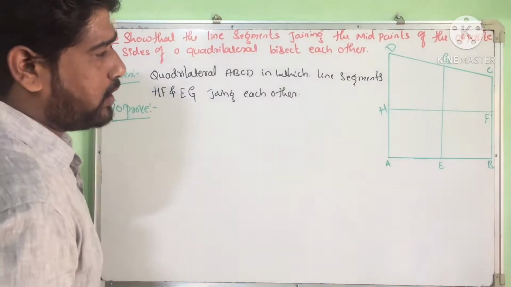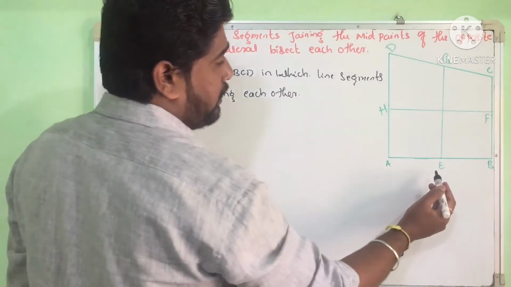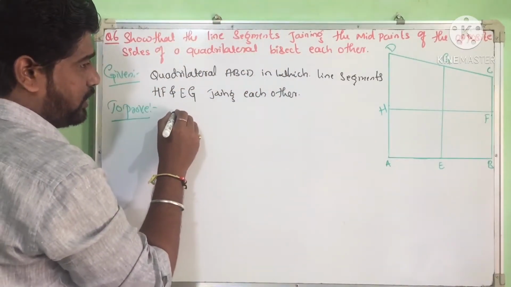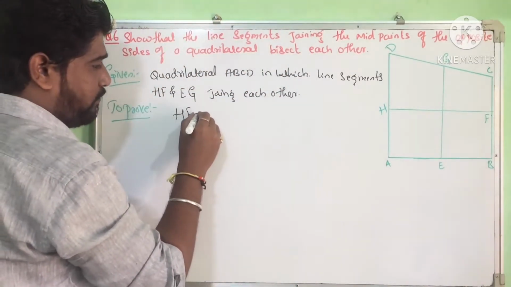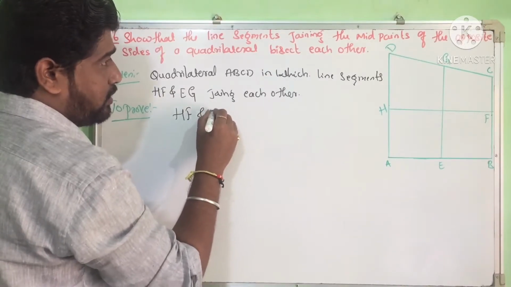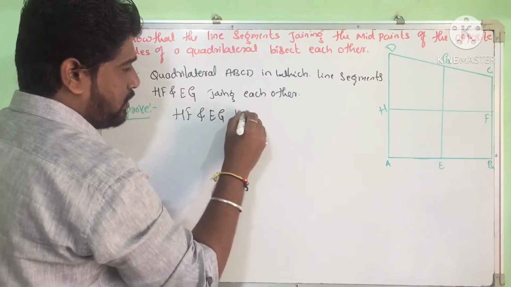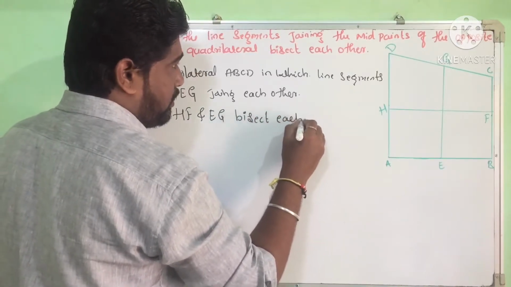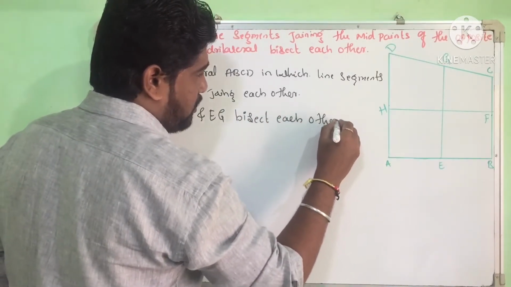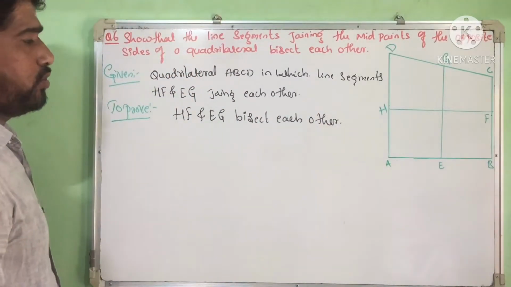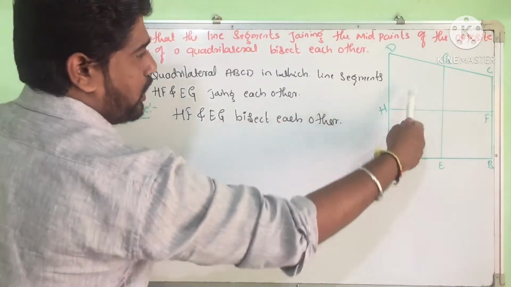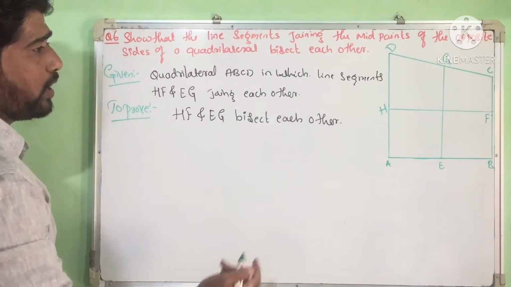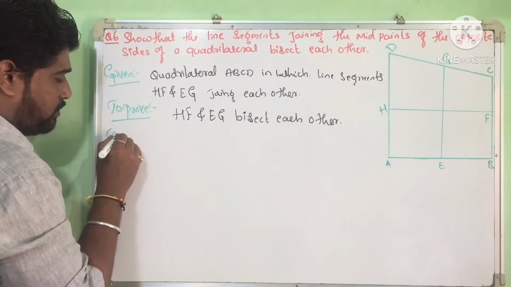what we want to prove here: the HF and EG bisect each other, right? HF and EG bisect each other, right? So here we want to prove these two line segments bisect each other. Is it clear? So here we want to make a construction.